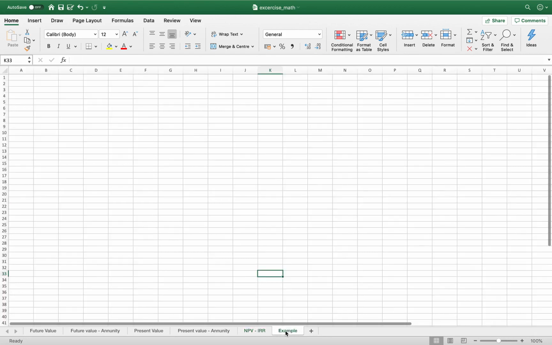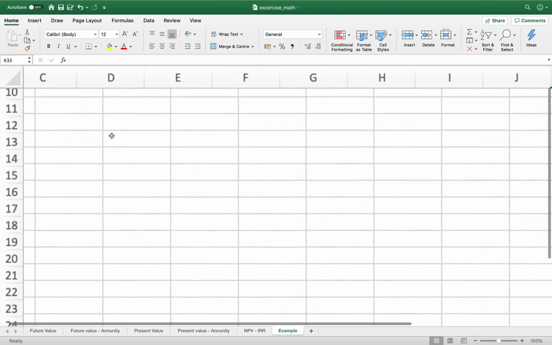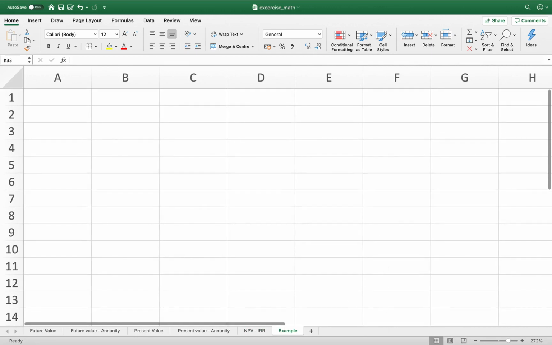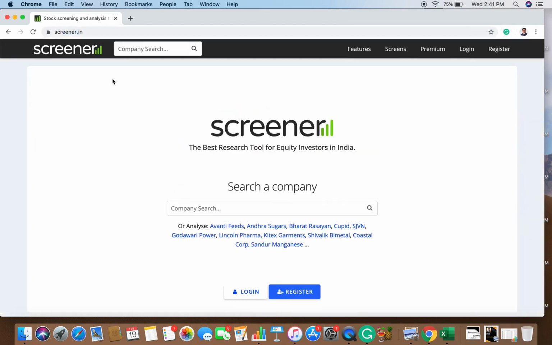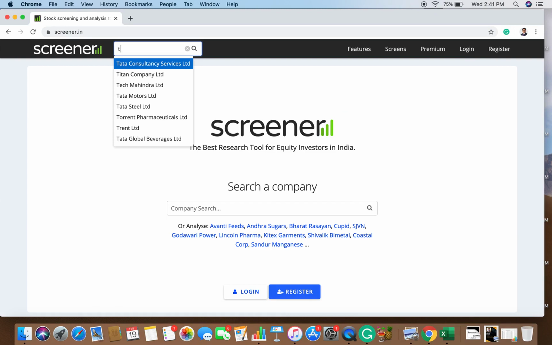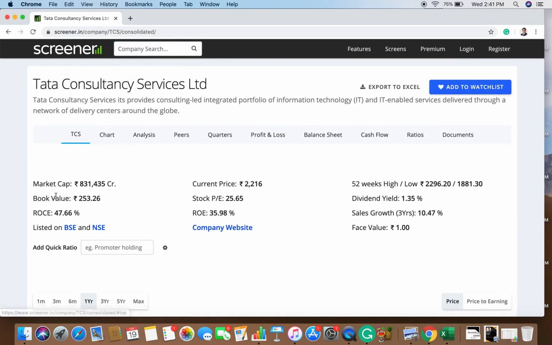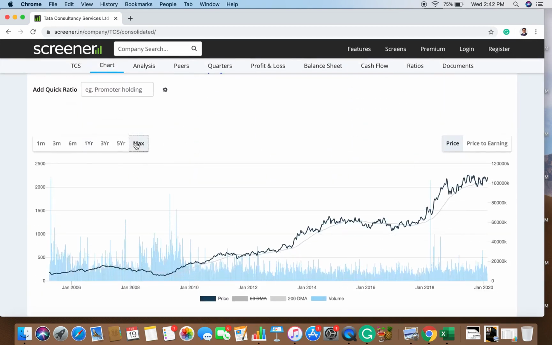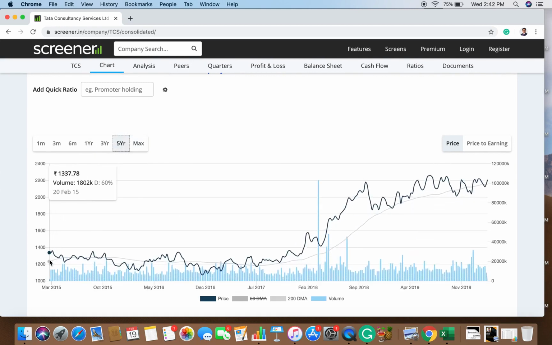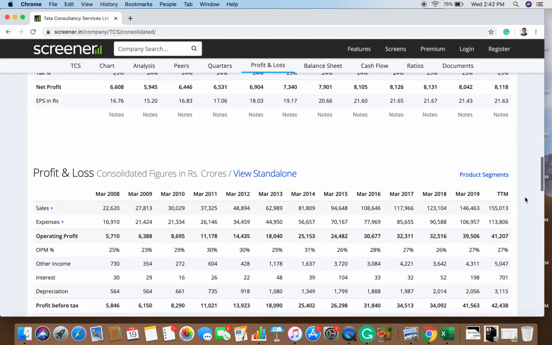So for that, let's take one example, and this time the example will be from the stock market and our investment into the stock market. So let's say we go to screener.in, and let's say we want to go into TCS. Okay, so TCS is showing me that it is giving 1.35% dividend yield, right? Then I go and check that for the last 5 years the stock price is 1400 to 2200, right?